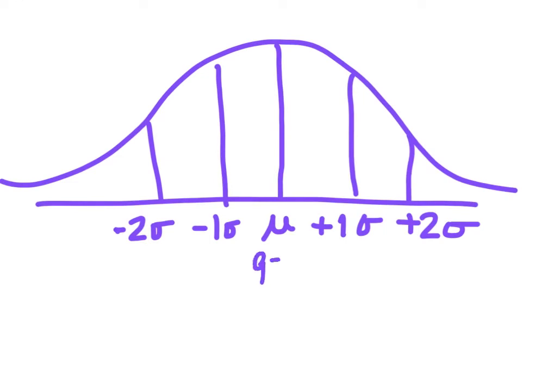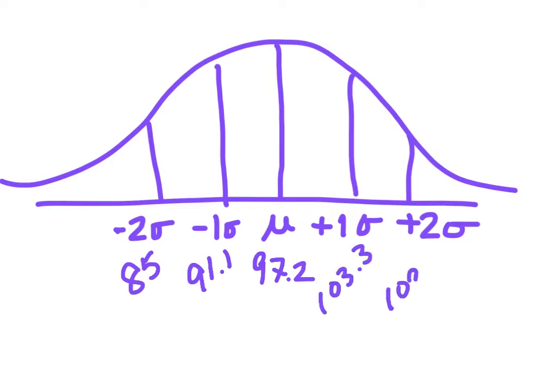And so if this is 97.2, I think I'm going to have to squish some stuff. This is 85. This is 91.1. This is 103.3. And this one is 109.4. And we're specifically looking for any of the values that fall between 1 and 2 below the mean. That would be this one that I'm highlighting in pink right now. And 1 and 2 above the mean.